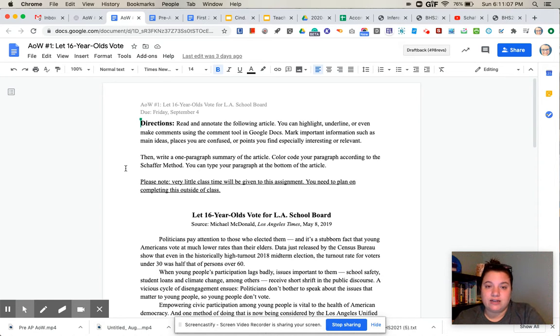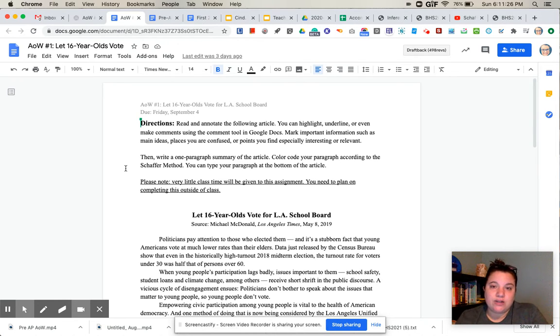You're going to read and annotate the following article. So annotations is basically just making comments and questions and kind of marking up the article as you go. You can highlight, you can underline, you could even make comments using the comment tool, and I'll show you how to do all of that.